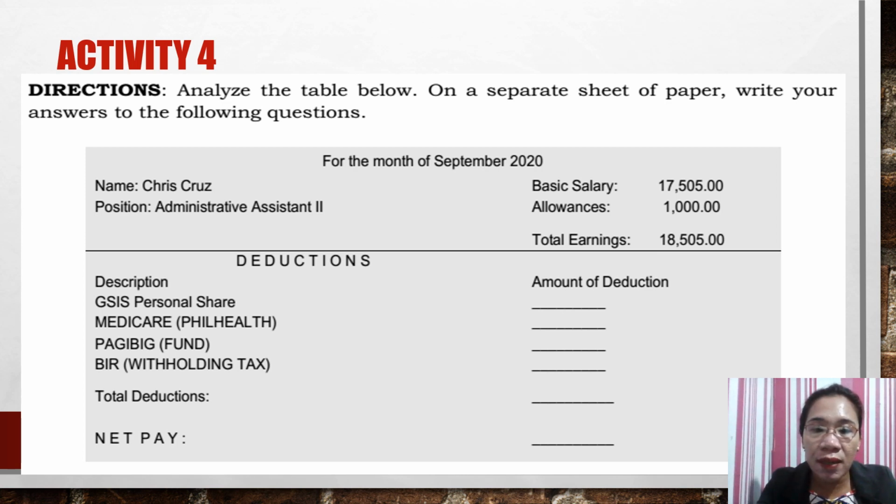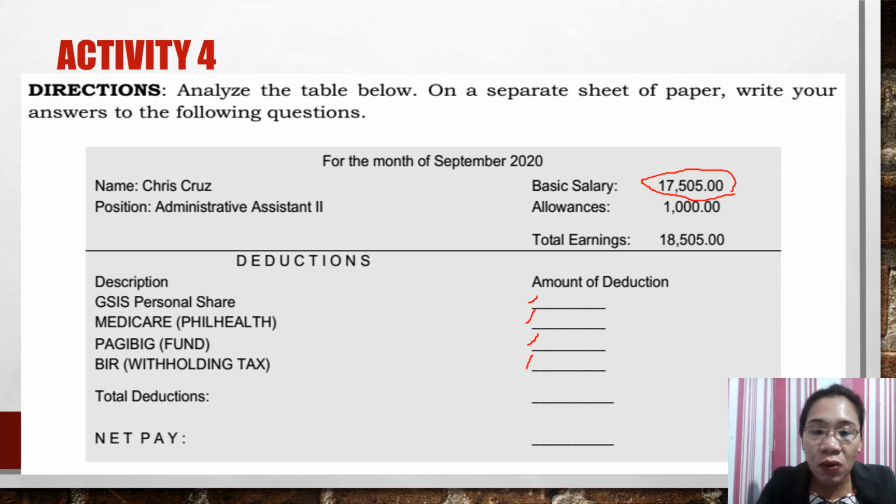GSIS. Dito, kulayan natin dito. GSIS, dyan yung ilalagay. Remember, meron tayong table kung magkano yung deduction. Dito nyo sa basic salary, 17,505. Next question is PhilHealth. Magkano yung deduction niya sa PhilHealth? Next, magkano naman yung deduction niya sa Pag-ibig? And then, magkano naman yung withholding tax niya, yung ibabayad niya sa BIR.